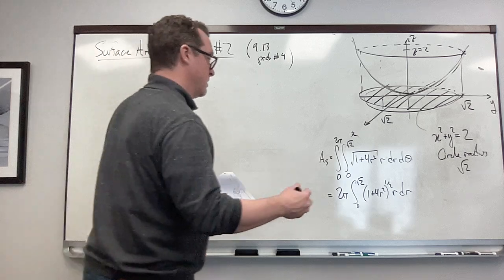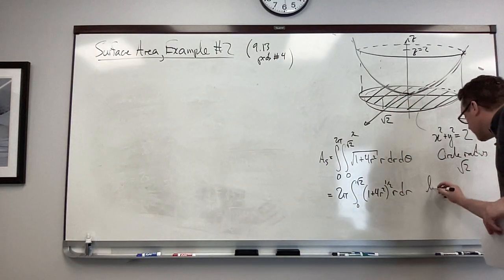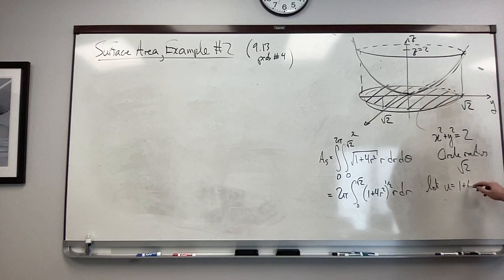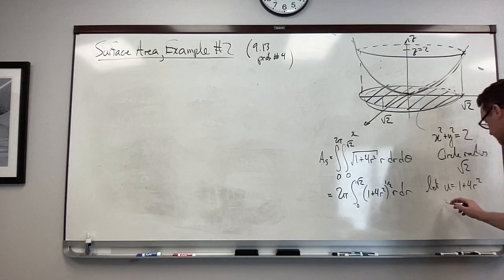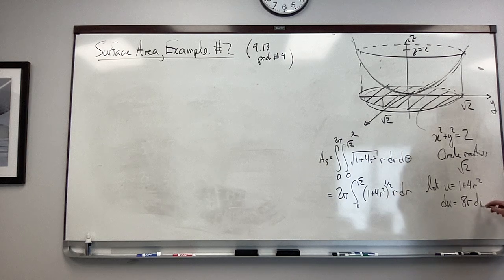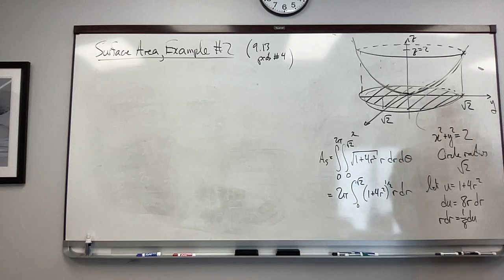Yeah, so maybe I can just finish up. We're going to do a substitution. We're going to let u equal 1 plus 4r squared. So du is going to be 8r dr. So r dr equals 1 over 8 du.